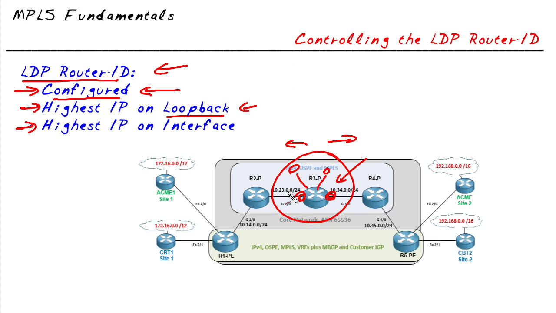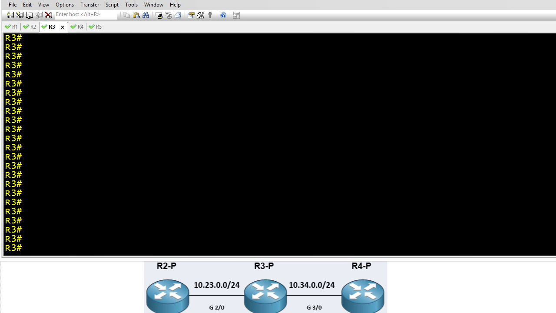So what I thought would be fun for us to do in this video right now is take a look at how we can verify and view what the LDP router ID is on a router such as R3. And then secondly, I'd like to walk you through how we can change it. So let's start off by asking R3 exactly what is its LDP router ID. Now there's several ways of seeing that.